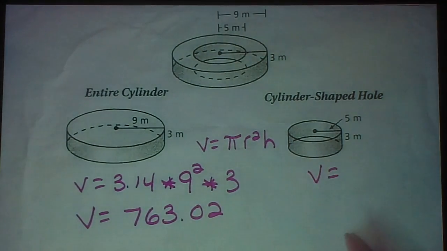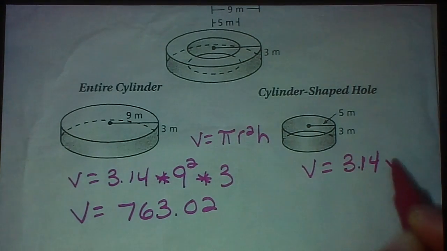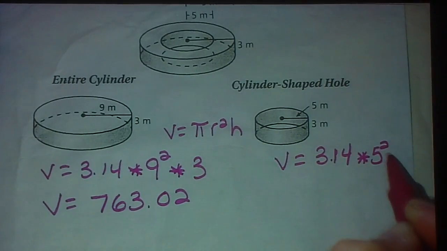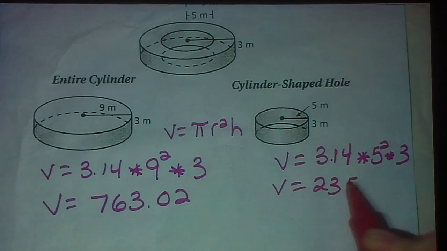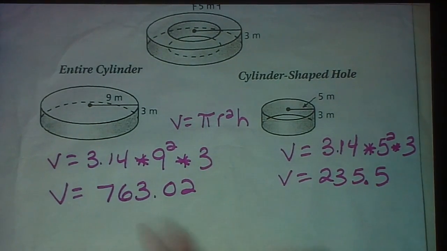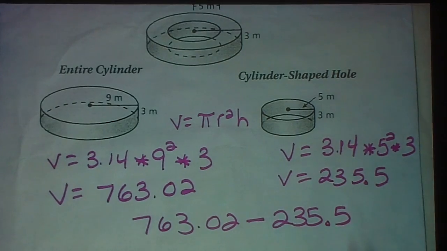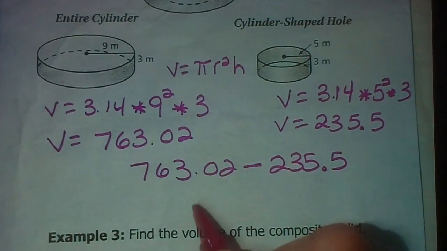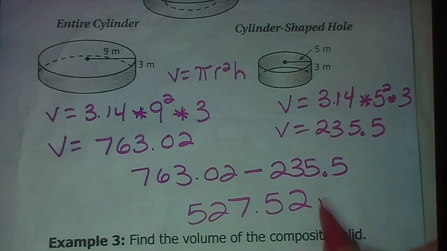Now we're going to find the volume of the little cylinder. Same formula, 3.14 times my radius of 5 to the 2nd power, multiplied by 3. Type all that in. You get 235.5. Since I am eliminating the hole in the middle, I'm going to subtract my 2 volumes. 763.02 minus 235.5. Type it in, and you get 527.52 meters cubed.